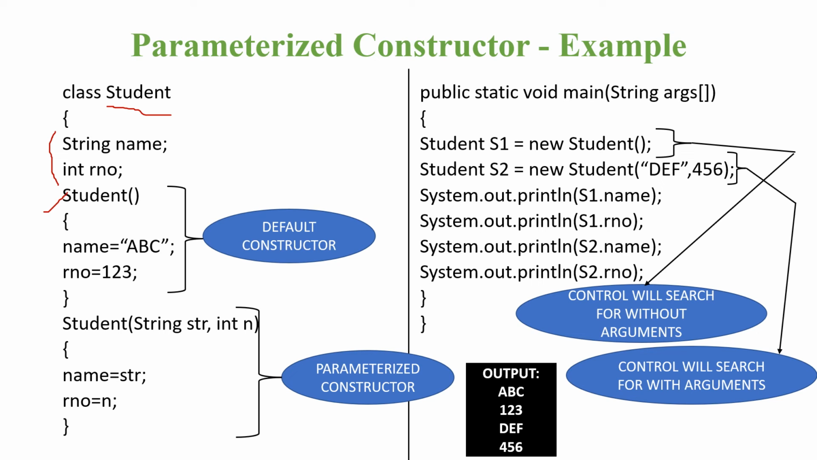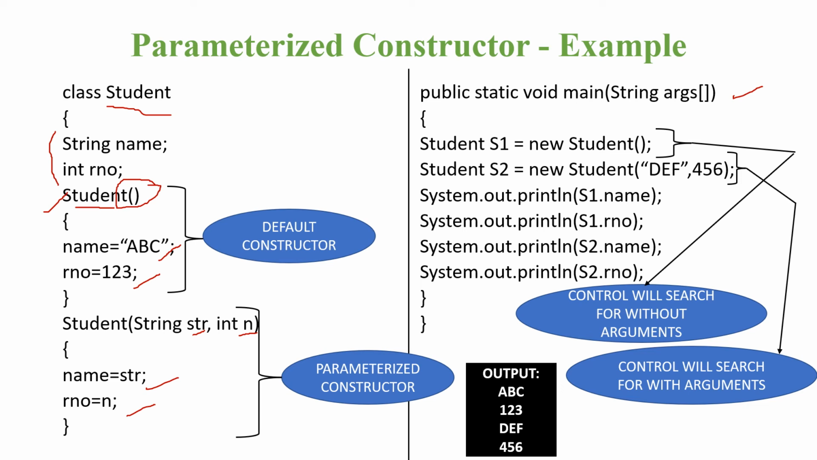Then I have a constructor here. How did I identify this as a constructor? Because the name of the class and the name of the constructor should be the same, and also I don't have any data types here. And inside the parenthesis I did not pass any argument, so this is called a default constructor. And inside the default constructor I am initializing name as ABC and roll number as 123. Then I have another constructor here with two parameters. So this is called a parameterized constructor, and I have initialized name with str and roll number with n.